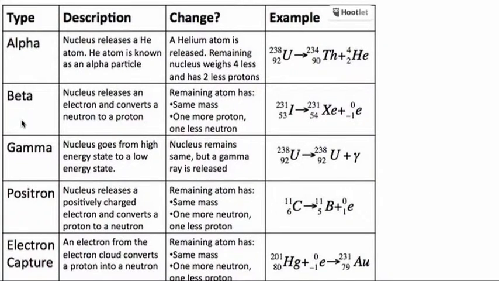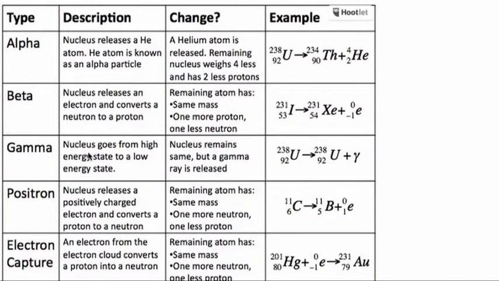With beta decay, we have a nucleus that releases the electron, and that's essentially a neutron turning into a proton. So the remaining atom will have the same mass, because neutrons and protons are essentially the same mass, but instead of 53 as the atomic number, it's now 54 because we have 1 more proton. So iodine now becomes xenon. Then to balance out the charges, it was 53 on the left, 54 minus 1 is 53.